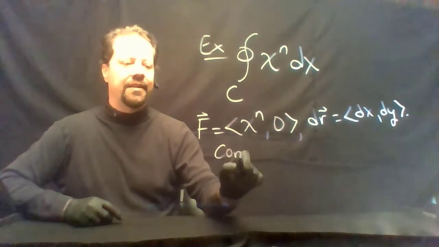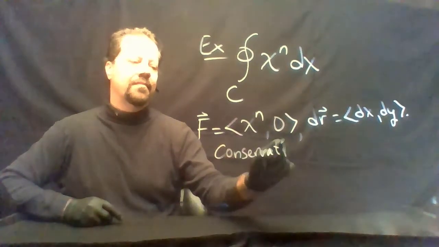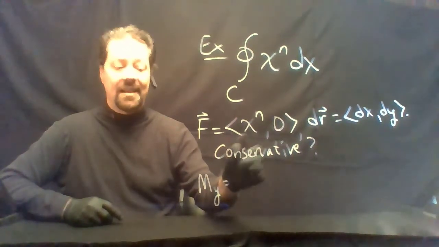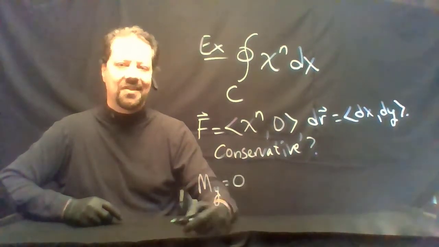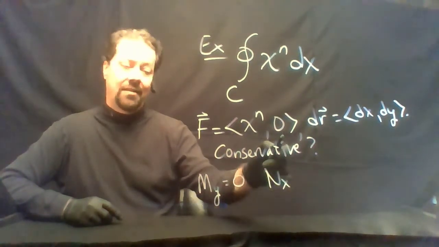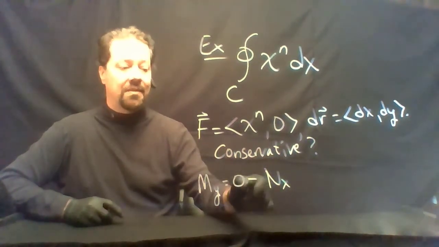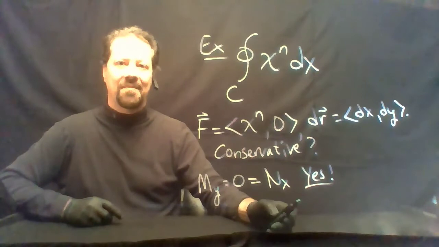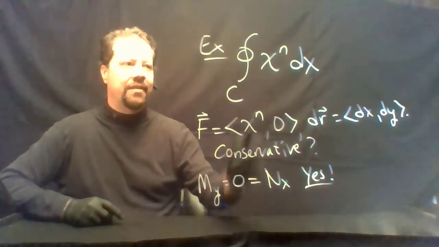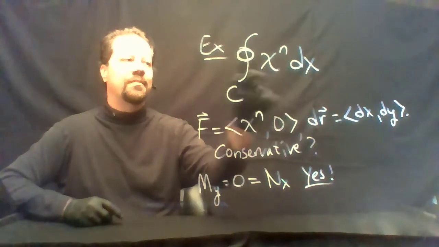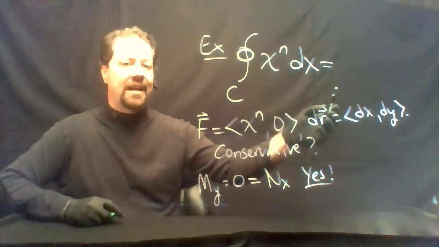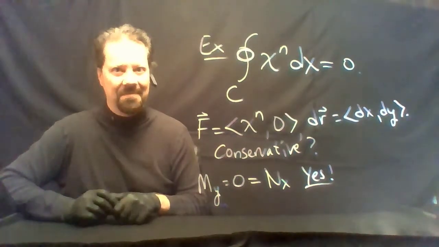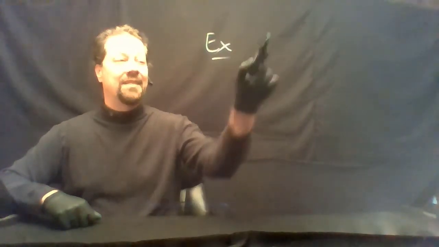Is this conservative? My is the derivative of x to the n with respect to y, and that's 0. The derivative of the n component with respect to x is also 0. So the answer is yes. Because this vector field is conservative, if you integrate on any closed loop, by the fundamental theorem of line integrals, you must get 0, no matter what that closed loop is. I want to extend this example even further.